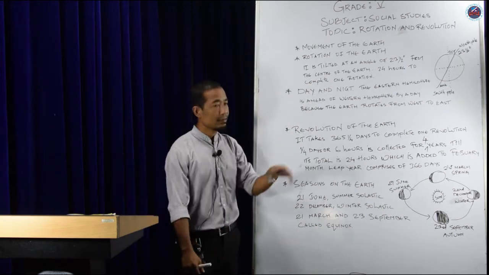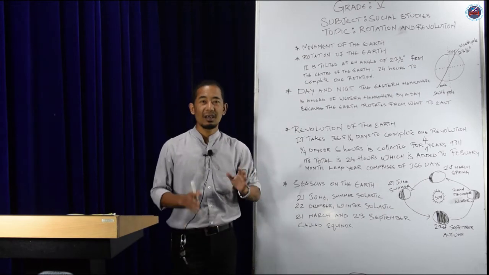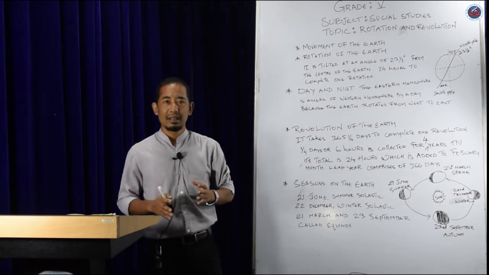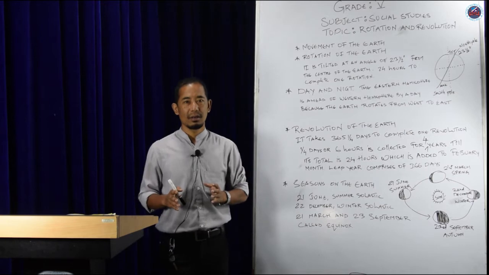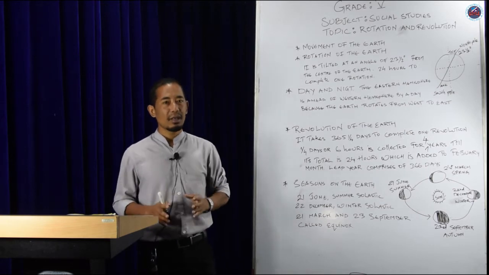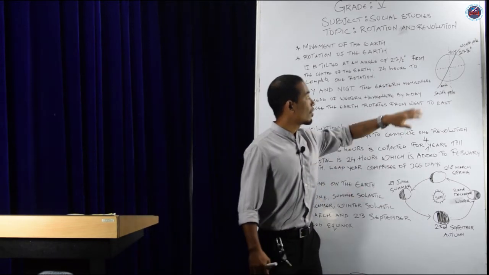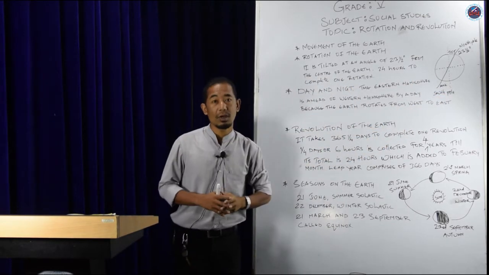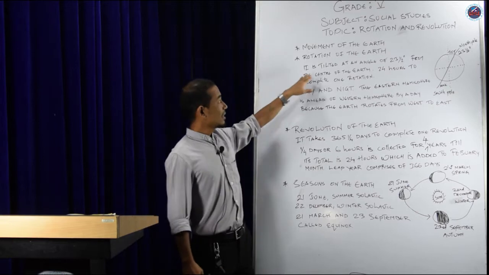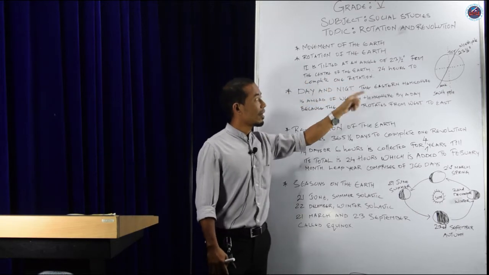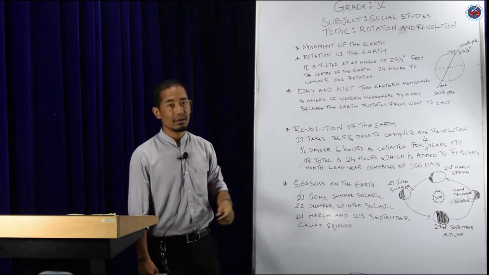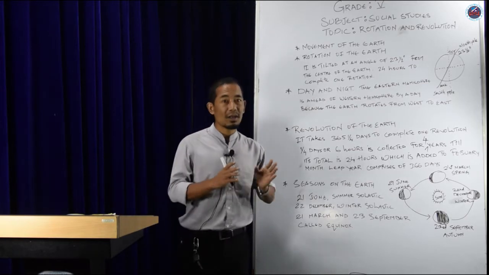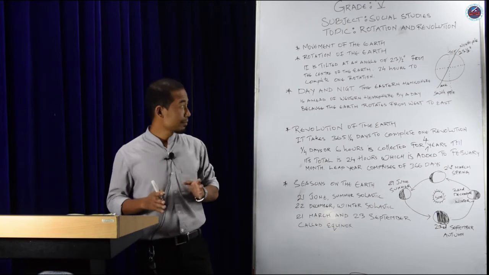Now, the rotation of the earth. The earth has its own axis on which it rotates. The axis of the earth is an imaginary line that runs from the center of the earth from North Pole to South Pole. It is tilted at an angle of 23.5 degrees, and it takes 24 hours for the earth to make one complete rotation.